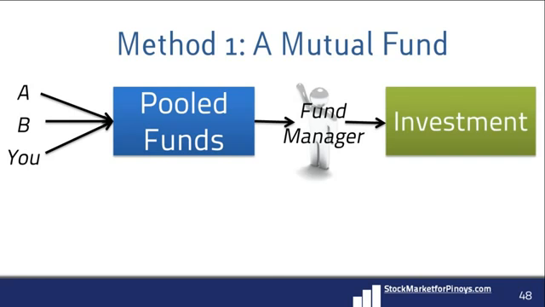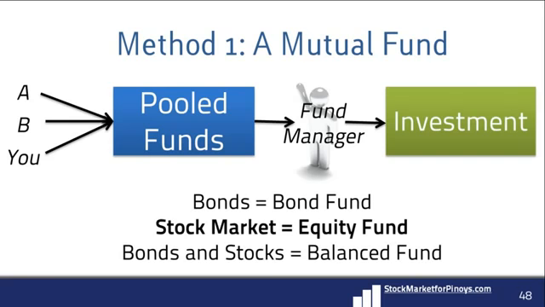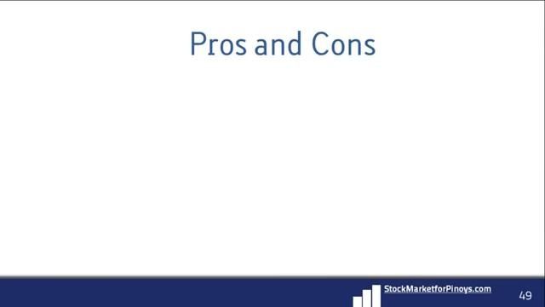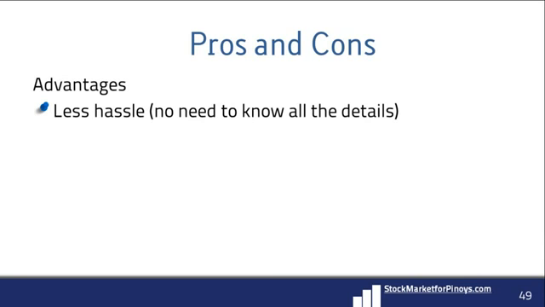Now, take note, there are different kinds of mutual funds depending on where the money is invested. If it's invested into bonds, it would be called a bond fund. If the funds are invested into the stock market, then it would be called an equity fund. If it's invested in both, then it's called a balanced fund. Now, if you would want to invest in the stock market, then what you would have to look for is an equity fund.